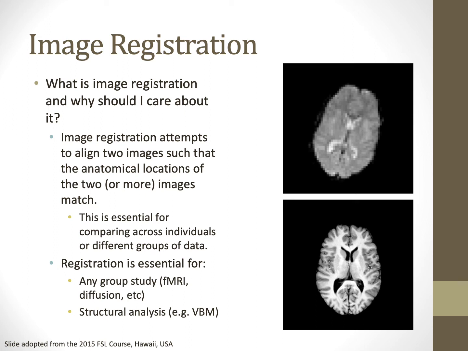As we discussed in class, the process of image registration is widely used in all types of brain imaging applications. Image registration attempts to align two images to one another such that the anatomical locations of these two images match. This is essential for being able to compare individuals to one another or being able to compare images across a larger group of data. Image registration is an important step in many neuroimaging processing workflows and pipelines and is used across different modalities such as fMRI and diffusion imaging and is a key element in the analysis of structural brain data.